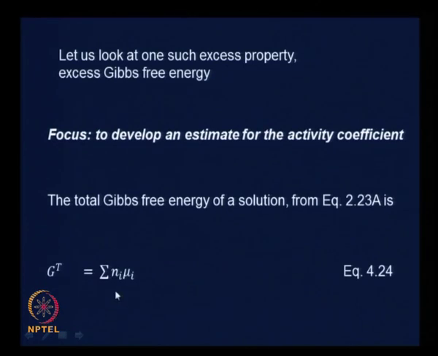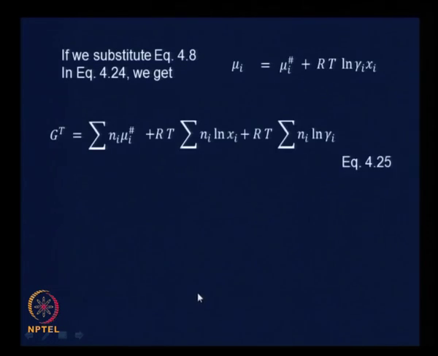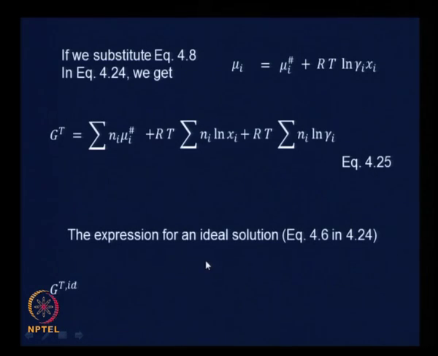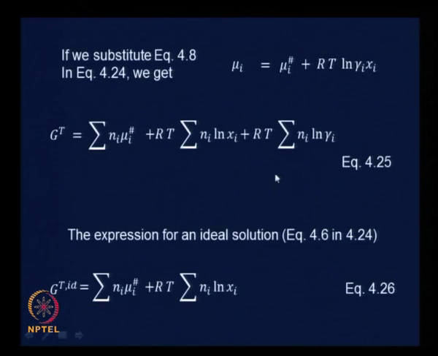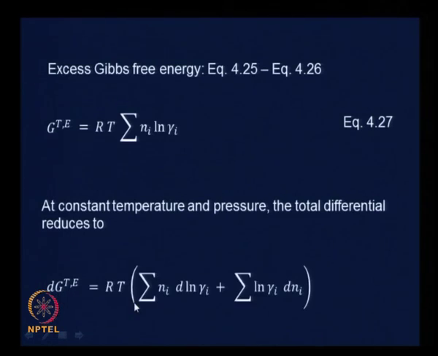Then we said the total Gibbs free energy was the sum over Ni times mu i, and then we went through the difference between the total and the ideal, which gives us the excess, which will turn out to be only this term on the right hand side, RT sum over Ni ln gamma i. Therefore dGTE, the total differential of GTE, by chain rule would turn out to be RT times summation over Ni d ln gamma i plus summation over ln gamma i dNi.